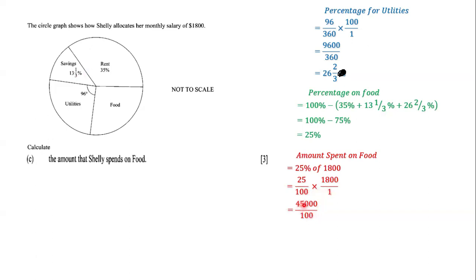So we have 45,000 divided by 100. Again, 45,000 divided by 100 is going to be equal to 450. And so that means that the amount that Shelley spends on food is $450. And that's the answer to this question.